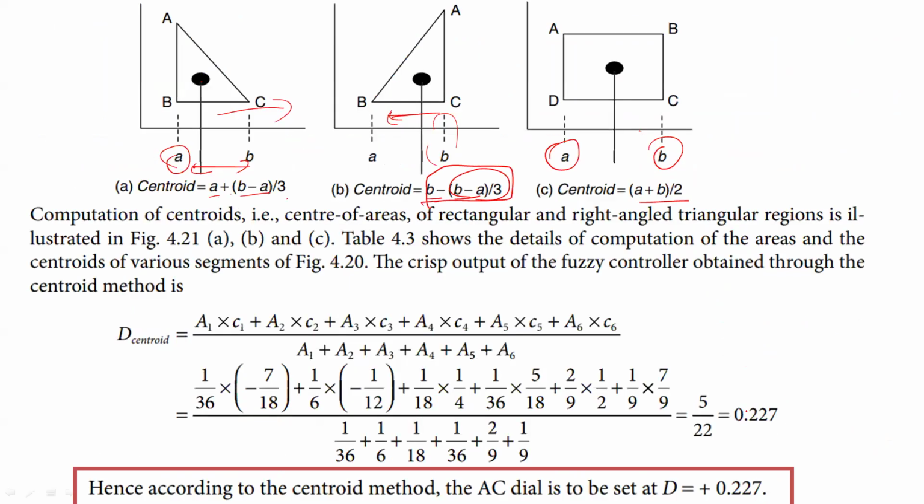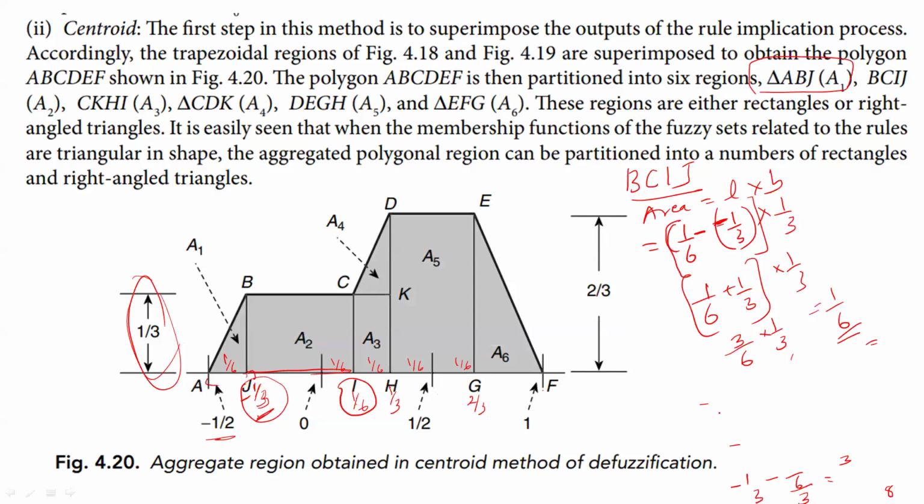It is nothing but a plus b by 2. You can see the first point A is the point J, which has a value minus 1 by 3, and the second point B is the indicator I, which has a value 1 by 6. So minus 1 by 3 plus 1 by 6, the whole divided by 2. You get the answer as 1 by 12.